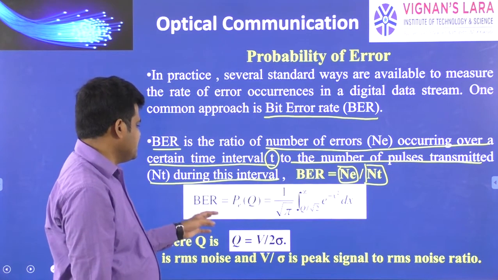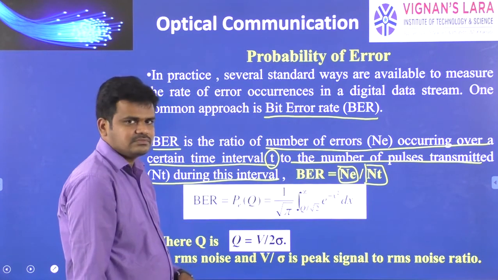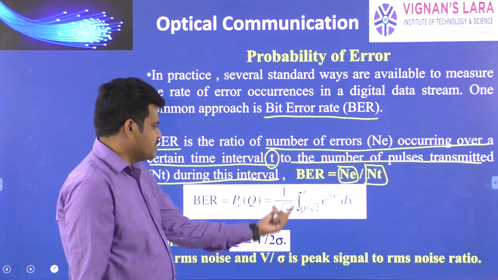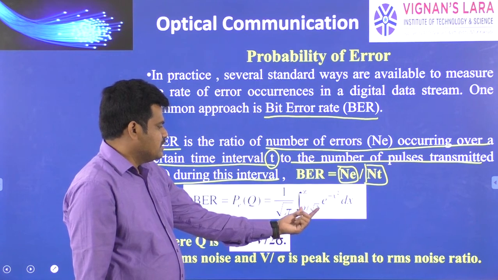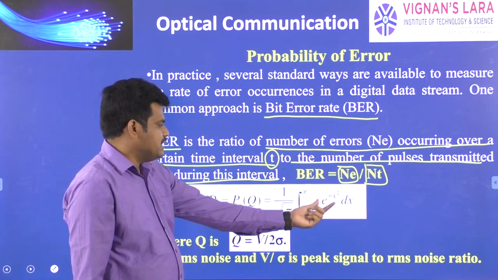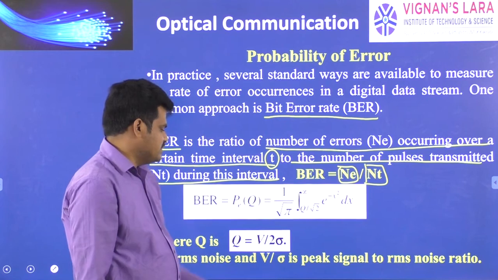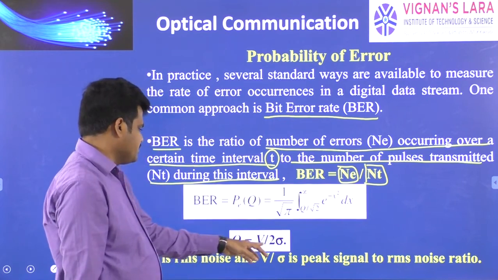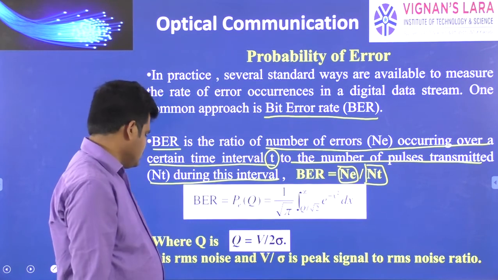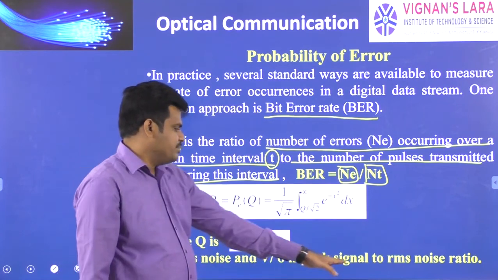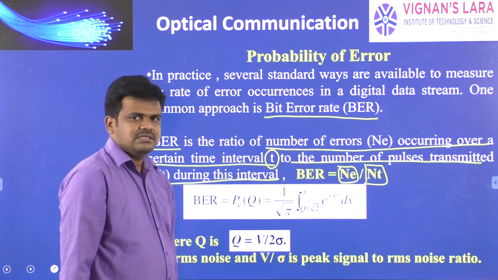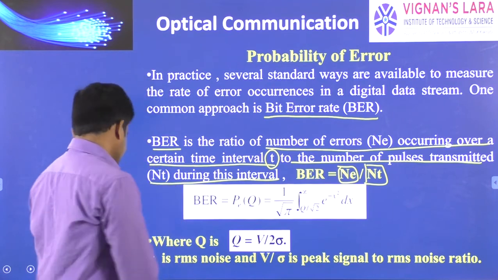Or you can say BER equals P_E of Q. It is 1 by root pi times the integral from Q by root 2 to infinity of e power minus x square dx, where Q is nothing but V by 2 sigma, where sigma is the RMS noise and V by sigma is the peak signal to RMS noise ratio.